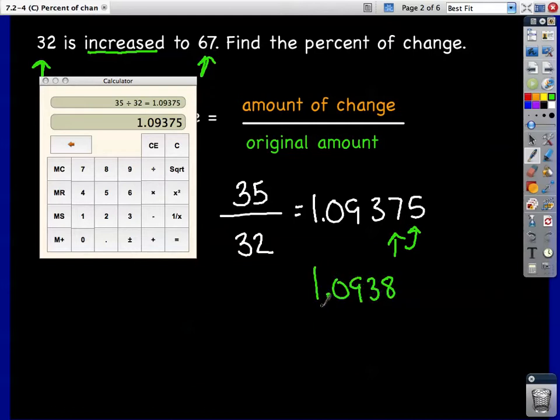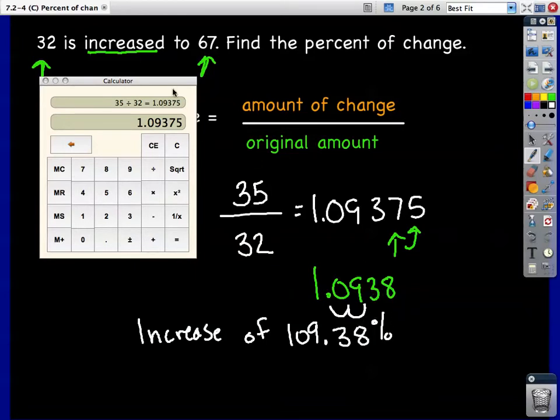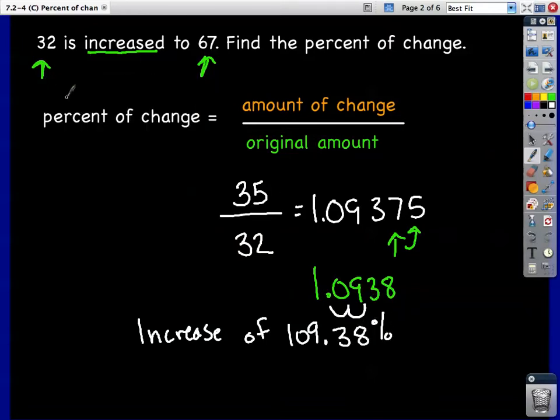1.0938. And when I turn that into a percent, I'm moving my decimal point twice to the right, or multiplying it by 100. So I say, okay, what's my final answer? I have an increase of 109.38%. Let's talk about this to make sure it totally makes sense to us.